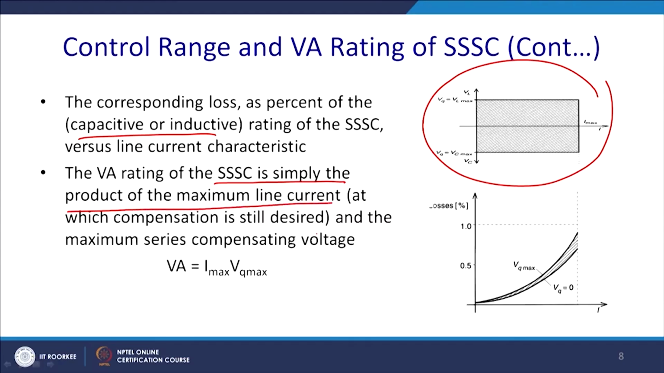So, the VA rating of the SSC is simply the product of the maximum line current at which the compensation is still desired and the maximum series compensating voltage, that is the VA rating, that is I max into V max. So, we require to find this rating and I max into V max is a constant. So, thus it gives you almost a rectangular hyperbola. So, ultimately we require to operate this VQ below the VQ max.